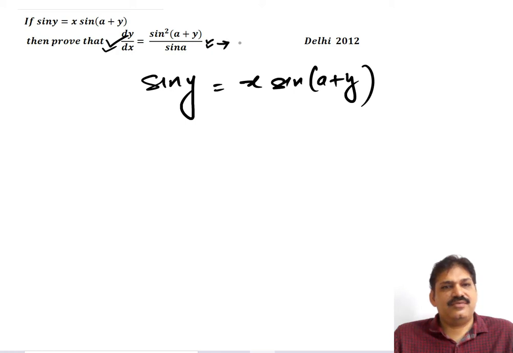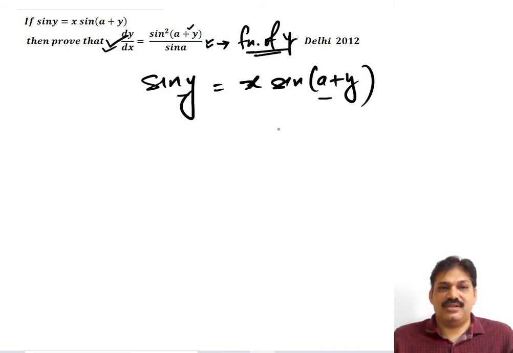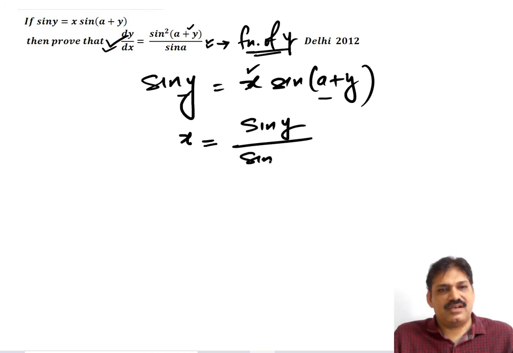Here you can see this is the function of y only. That means there is no x here. Also from the question, it is very clear that y cannot be explicitly expressed in terms of x. So what we will do here is find x in terms of y. That means we will divide both the sides by sin(a + y), and we will find the value of x. That will be sin y upon sin(a + y).